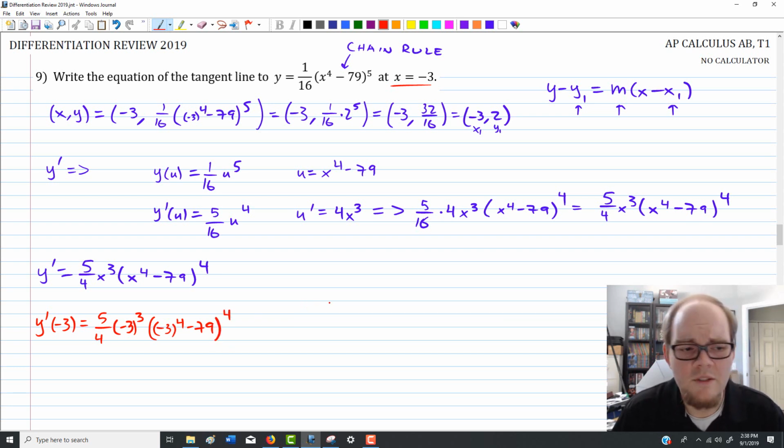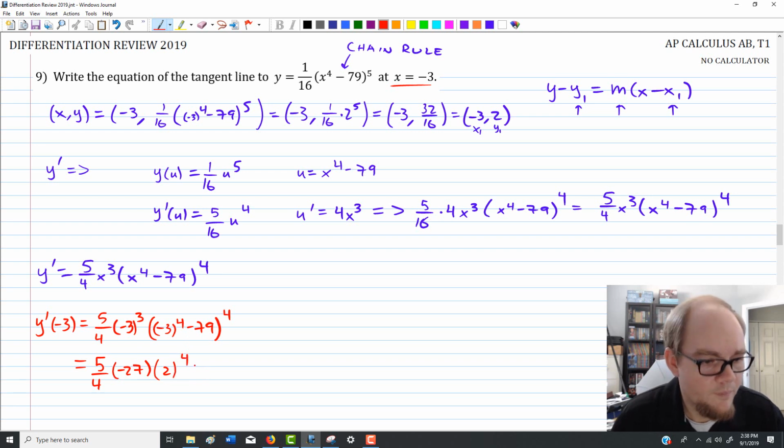And then we have to simplify as much of this as we can. So we'll see how clean this turns out. I'm not sure it will. This is 5/4. This is -27. Make sure you don't put -9. It's a common mistake. In this case, we'll get 2 to the 4th power. 2 to the 4th is 16. So we have 5 times 16 over 4 times -27.